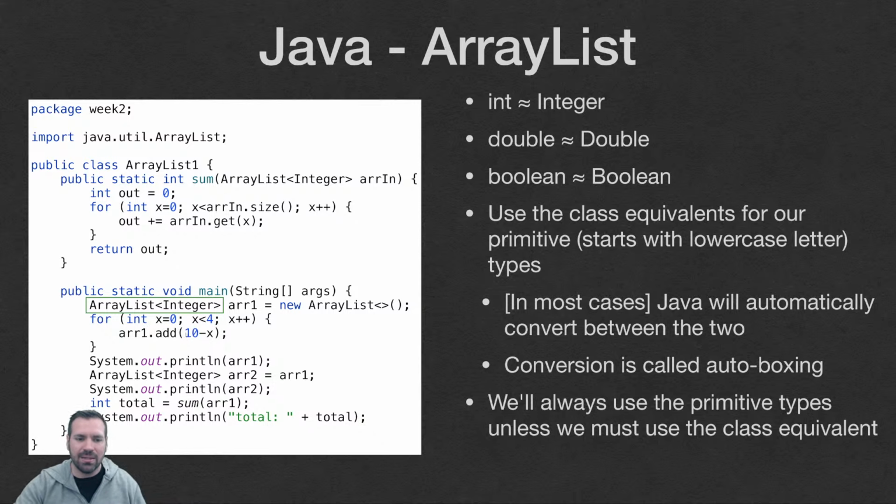Here I have ints. x is an int. I'm taking 10 minus x. That's going to be an int, and I'm adding it to an array list of type Integer. Java's going to say, oh, let me grab your int primitive and convert it into an Integer type. So it's going to convert between them most of the time, except in certain situations like return types and parameter types, specifically when you submit to Autolab.